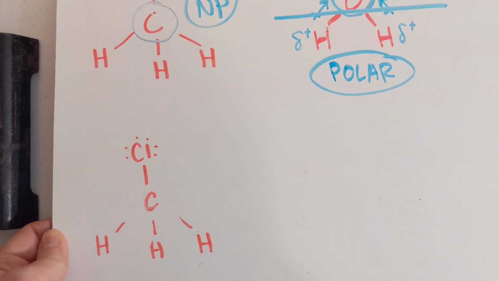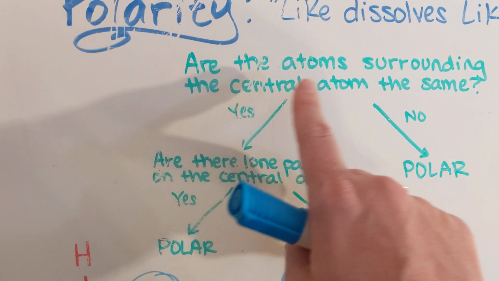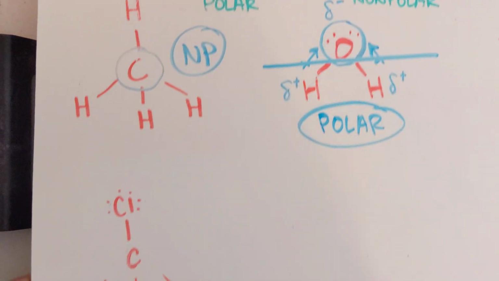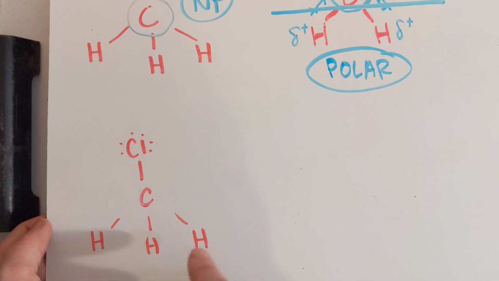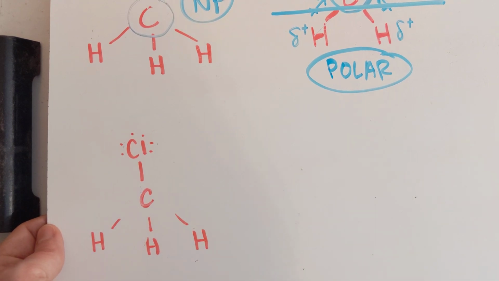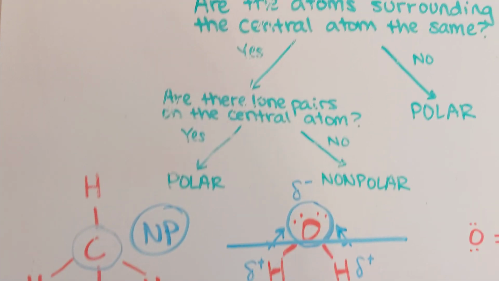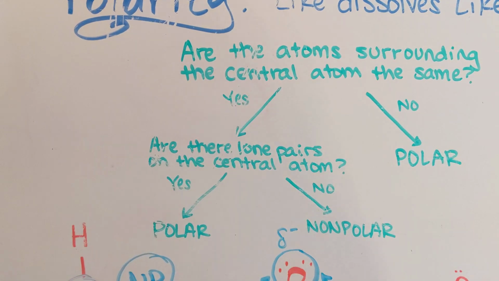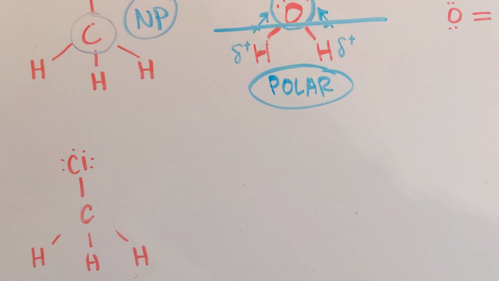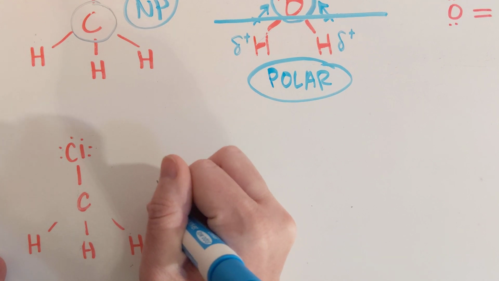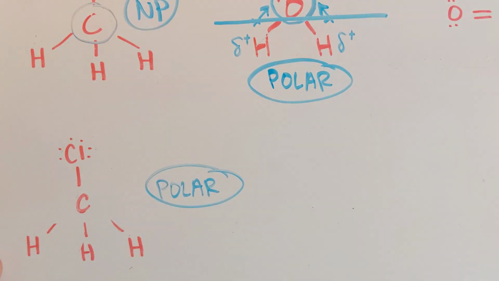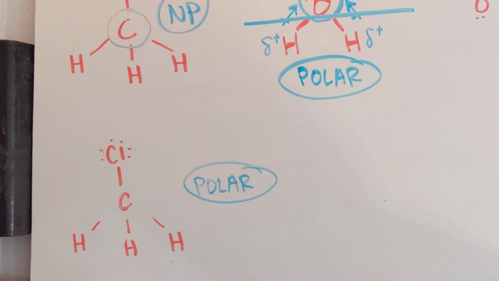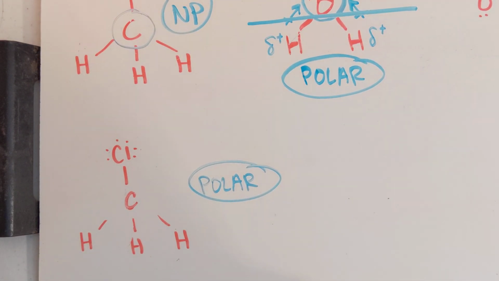All right, so first question, are the atoms surrounding the central atom the same? So here's my central atom. I've got a chlorine, a hydrogen, a hydrogen, a hydrogen. Nope, those are not the same. One of these things is not like the other. Immediately it's polar. Which tells us this will dissolve with water. There are a couple exceptions to that rule, but we won't be too horribly concerned about them.